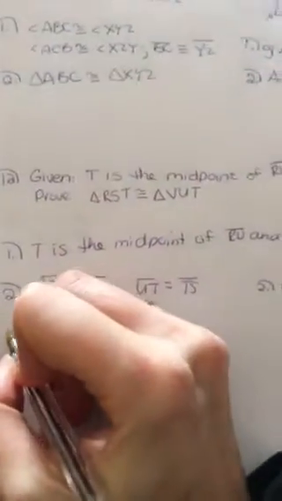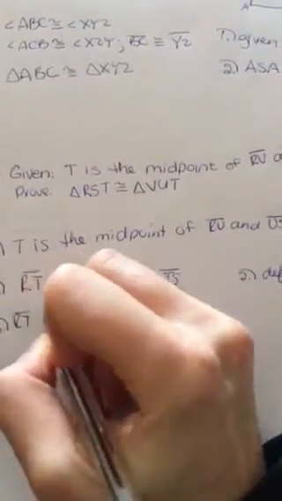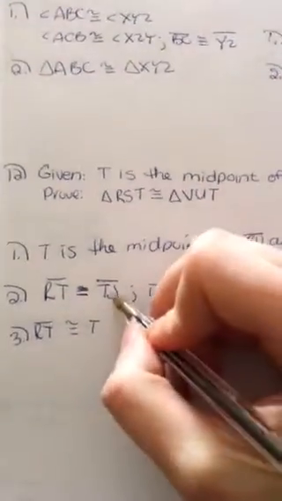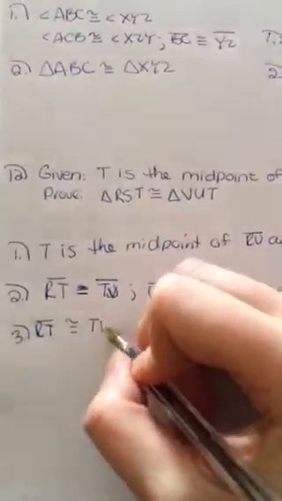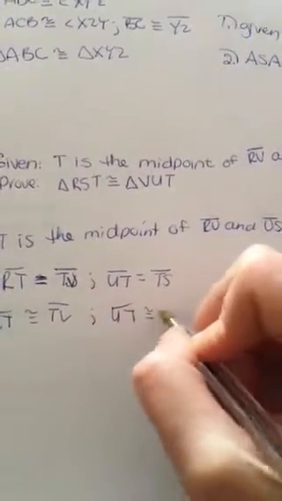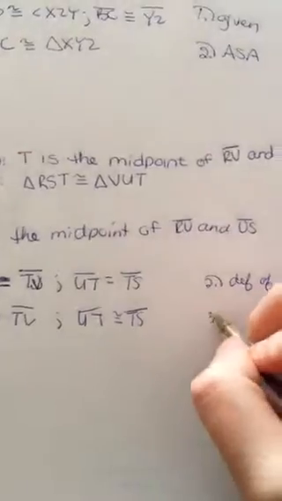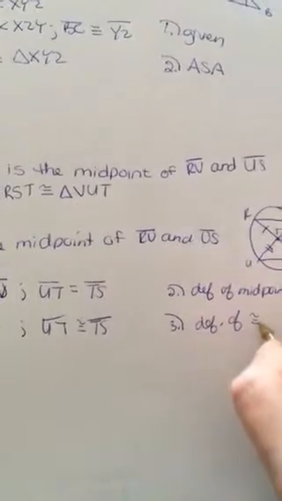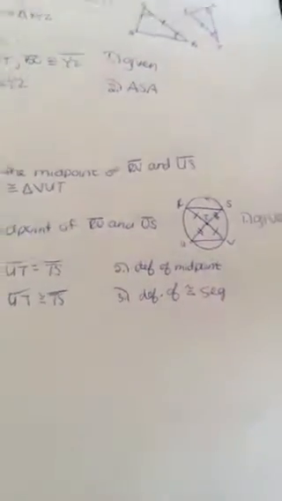I'm going to move this over here. And then I can say that RT is congruent, oh, that's a V, not a J. Sorry. To TV. And UT is congruent to TS. 3. That's going to be the definition of congruent segments, because if two segments are equal, then we know that they are congruent. Okay?